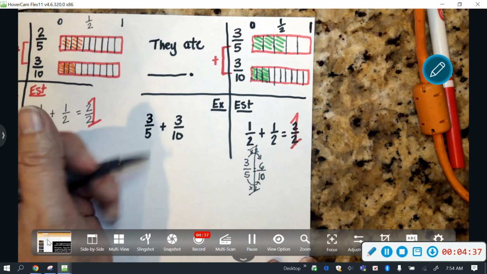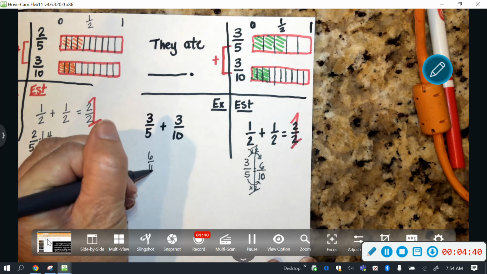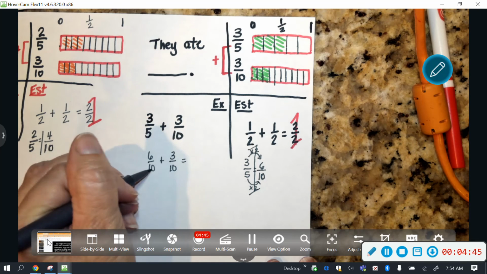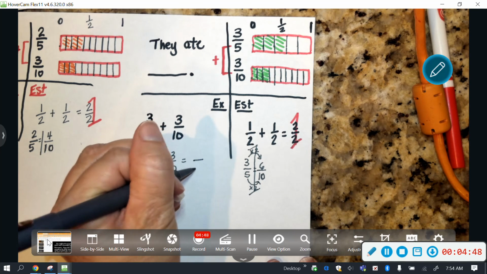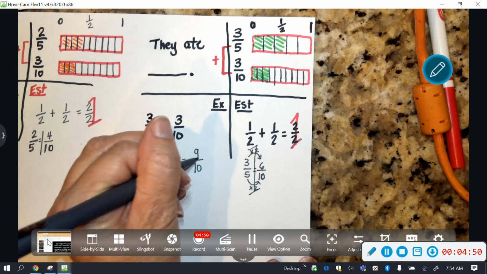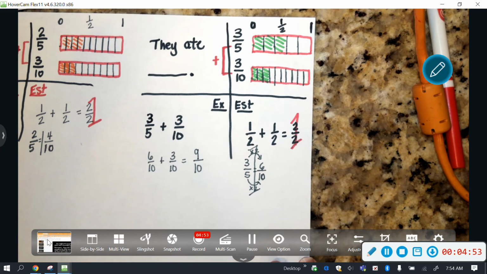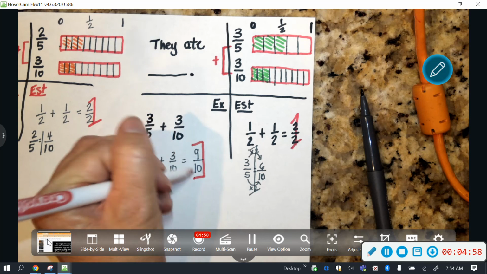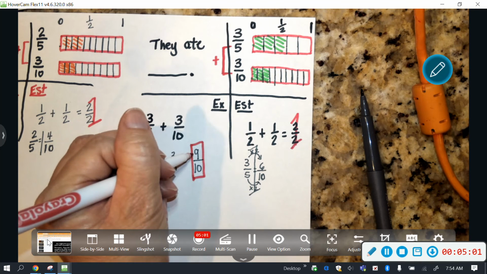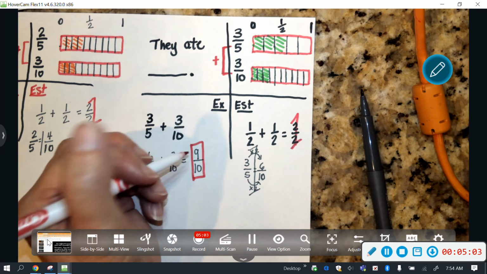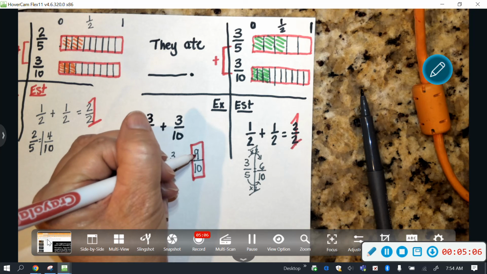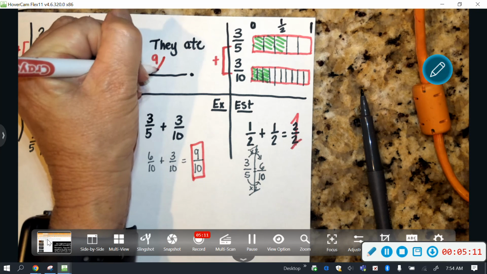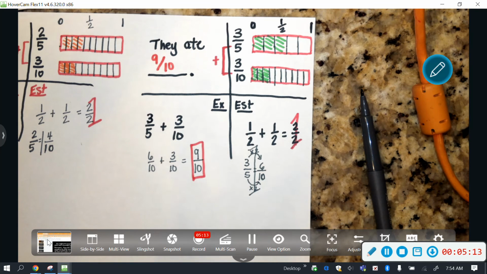I'm going to rewrite my fraction, 6/10 plus 3/10. And now that we have common denominators, we can quickly put together those numerators, and that will give me 9/10. 9/10 is the smallest name represented in this fraction, because 9 and 10 are consecutive numbers. And anytime you have consecutive numbers as your numerator and your denominator, you know you have lowest terms. Lowest terms is the answer we always want to try to attain.